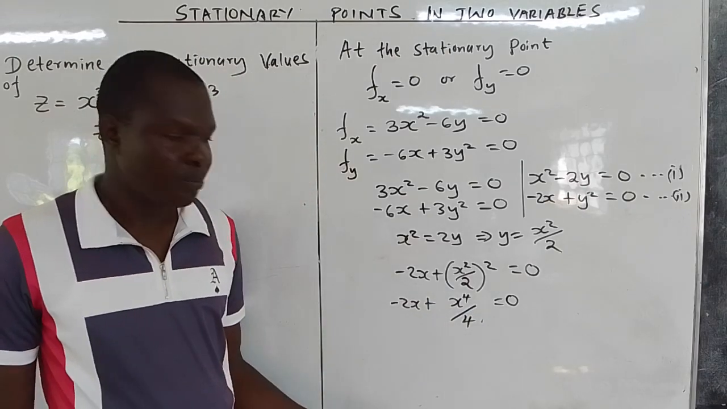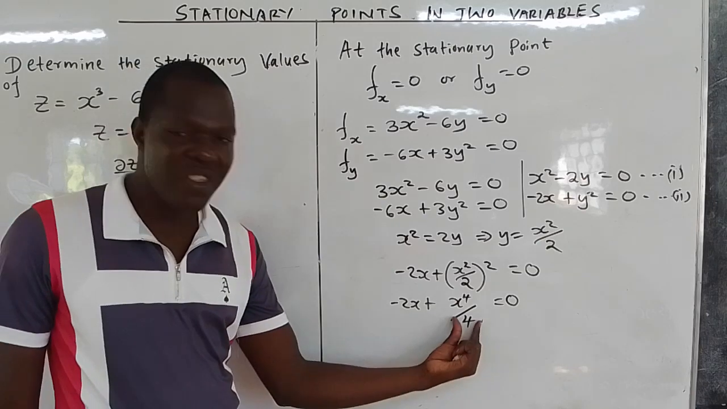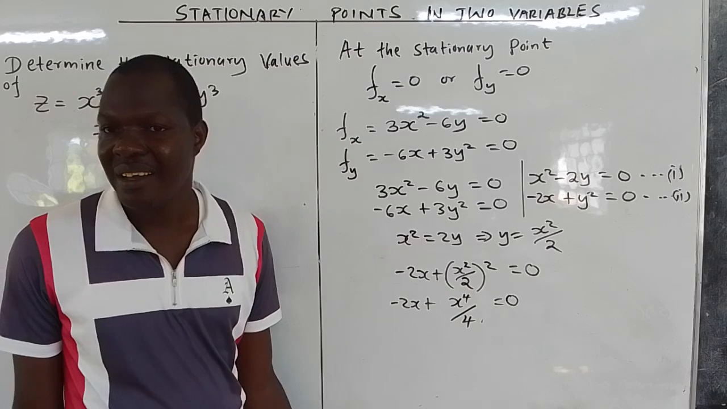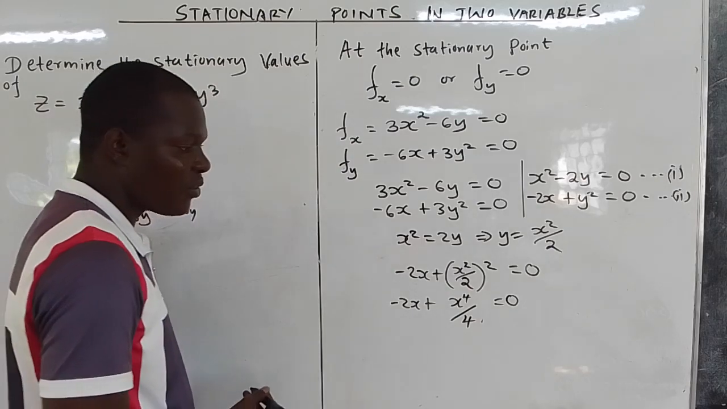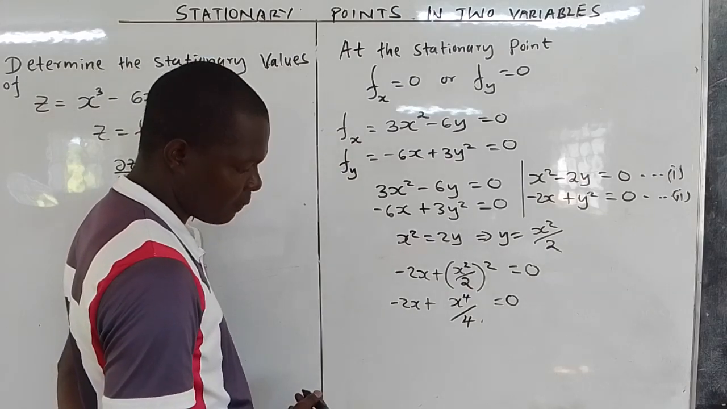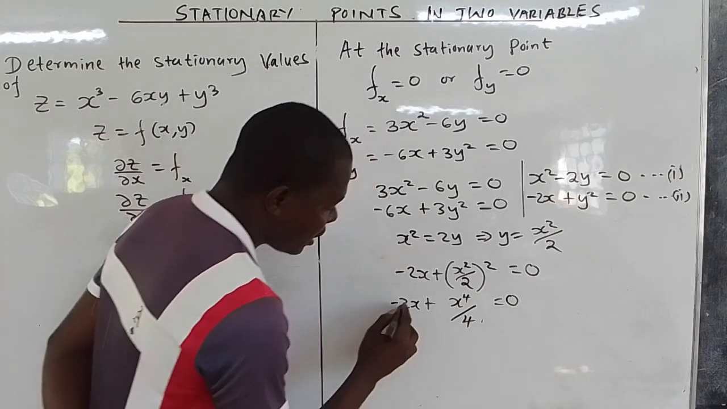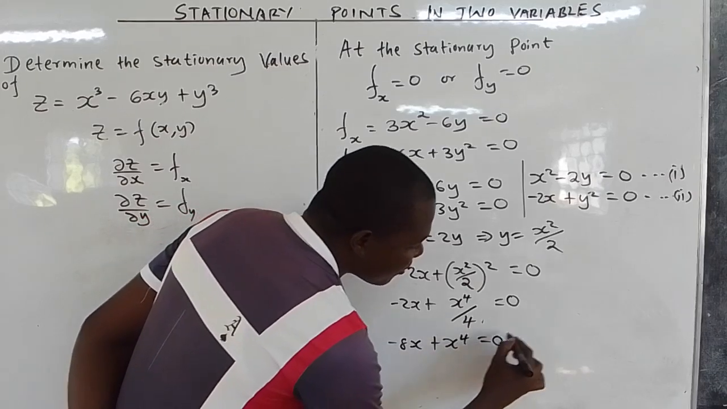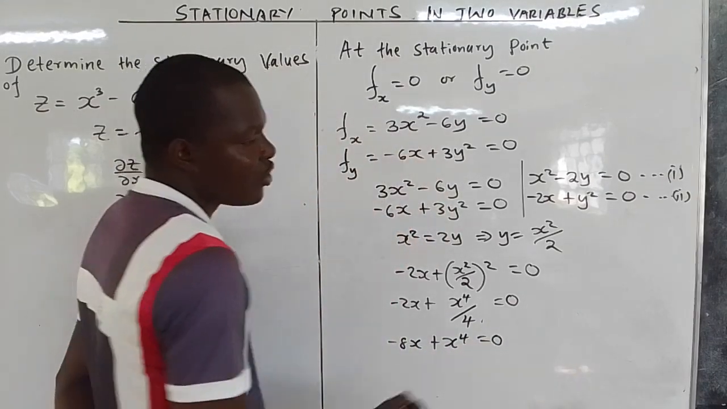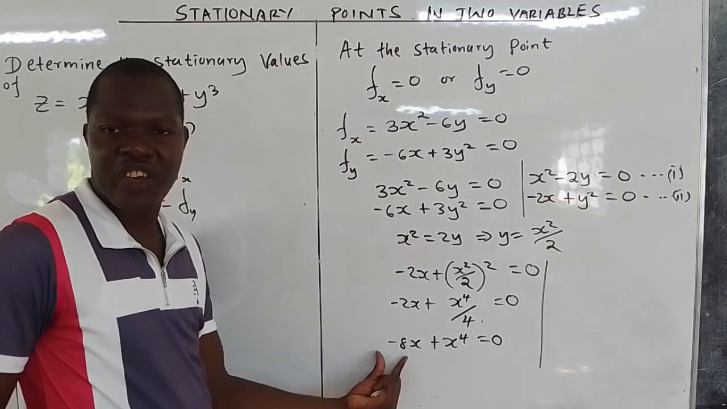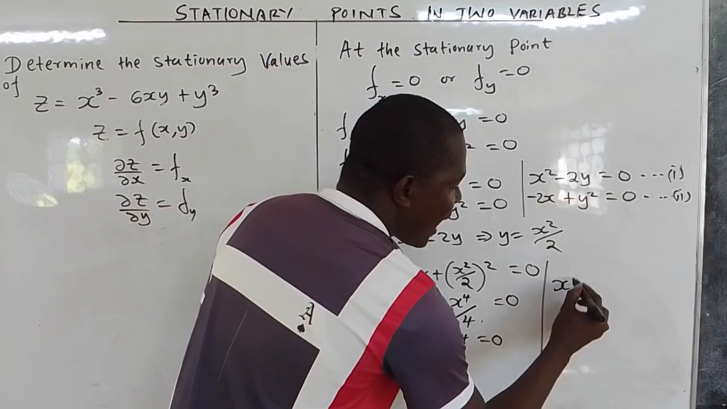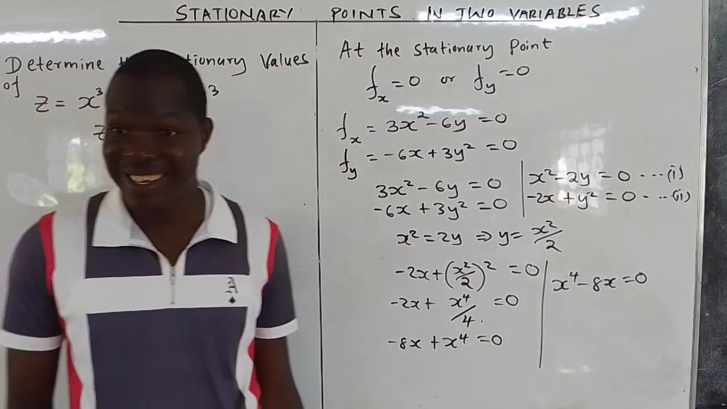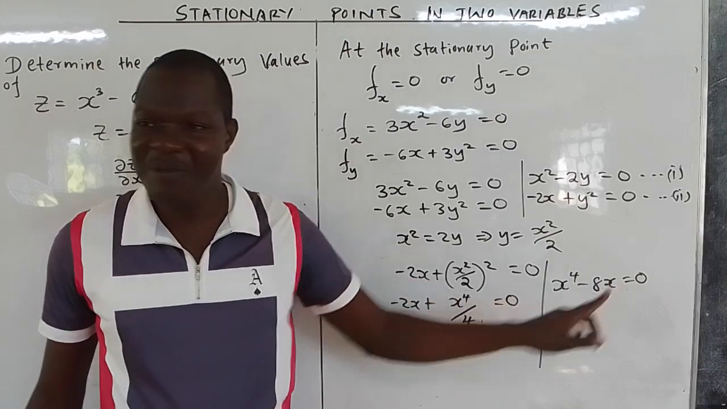So what is the next thing? You get rid of the denominator, meaning you multiply both sides of the equation by 4. If you multiply both sides of the equation by 4, what do you have? Negative 8x, x raised to power 4 is equal to 0. So you can rearrange this so that you have x raised to power 4 minus 8x is equal to 0. You can see x is a common factor.